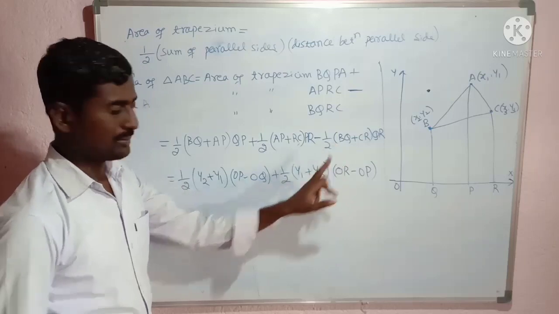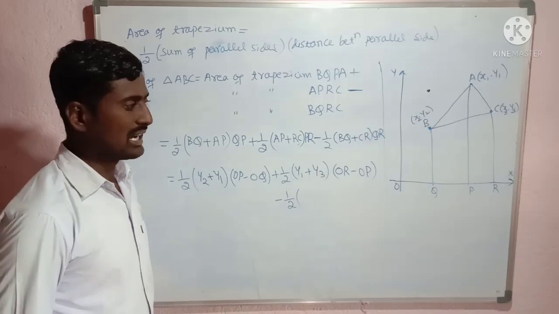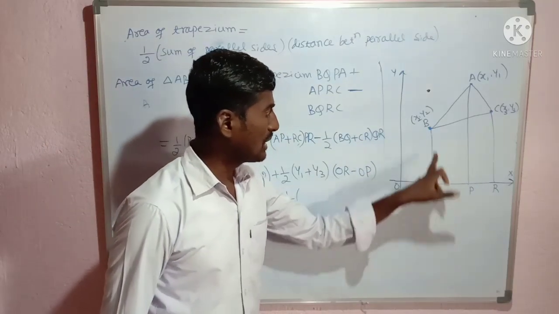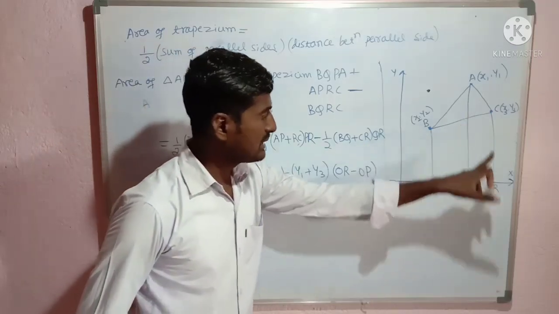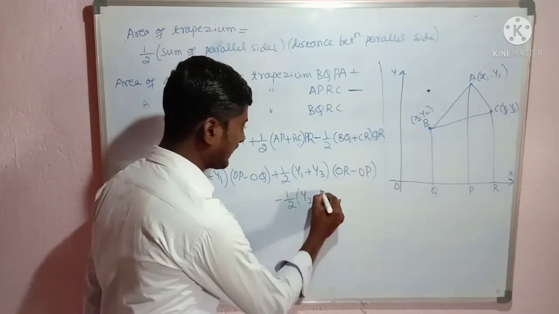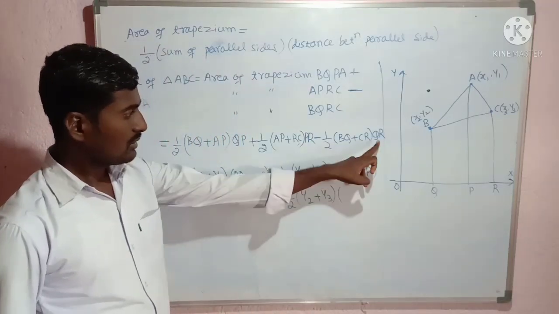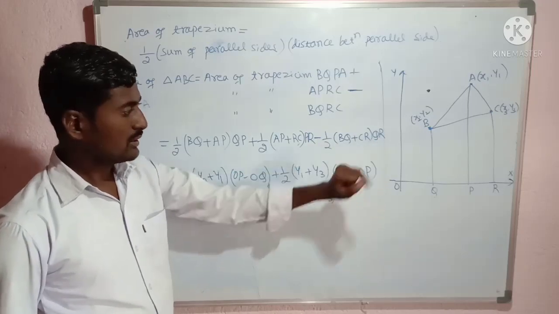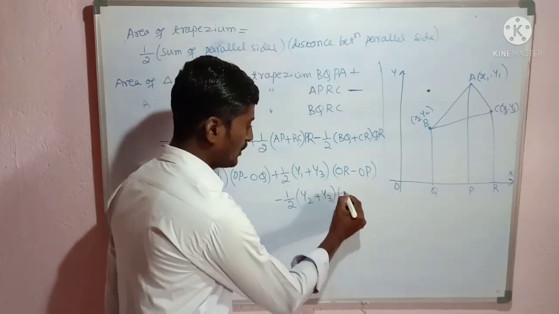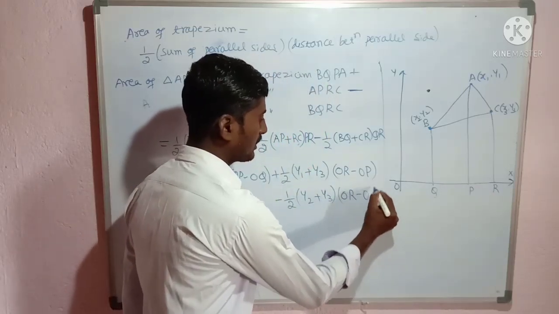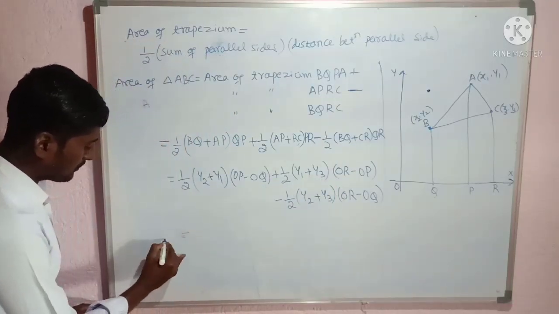Then now this last term, minus 1 by 2 into BQ plus CR. BQ value is what? BQ value is again y coordinate y2 plus CR. So CR value, that is again y coordinate y3. Now the last one, that is QR. So QR can be written as OR minus OQ. OR minus OQ.